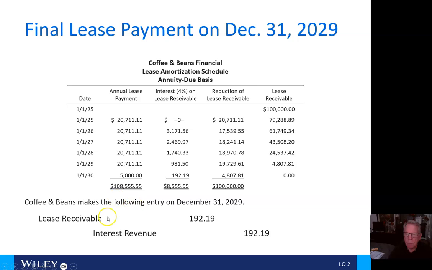And now, Coffee and Beans is going to make the following entry, final lease payment on December 31, 2029, our last payment here. And that's going to be finally our debit to lease receivable of $192.19 and a credit to interest revenue of $192.19. And finally, our lease receivable amortizes down to 0.